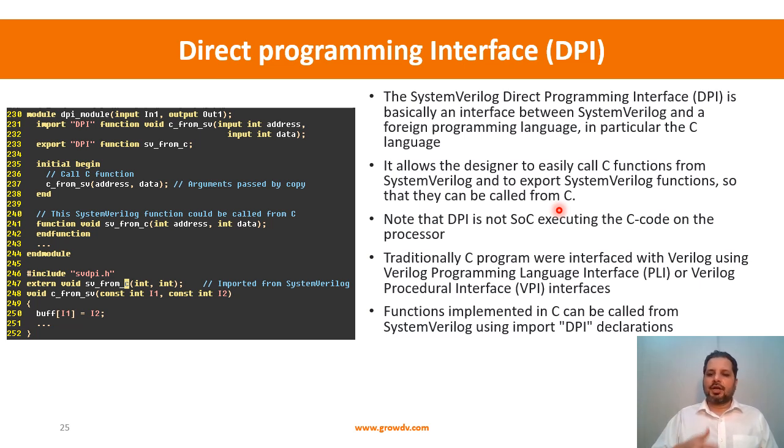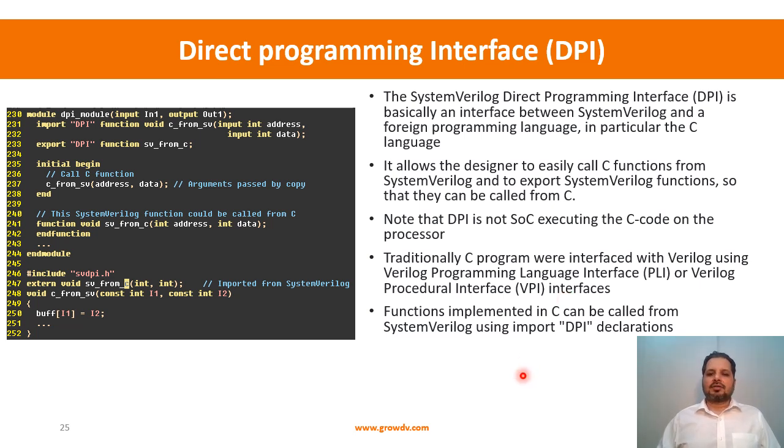For example, C calling SystemVerilog can help you sample some signal values present in your SystemVerilog and get them to the C world to do something. In the absence of DPI, traditionally C programs were interfaced to Verilog using the Verilog Programming Interface, PLI, or the Verilog Procedural Interface, VPI. PLI and VPI had a somewhat lengthy procedure in terms of compiling and setting up. With the DPI, it has become much simpler.